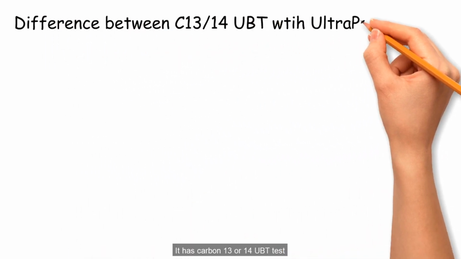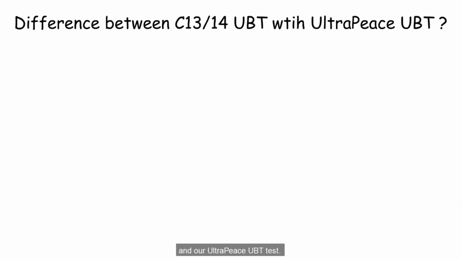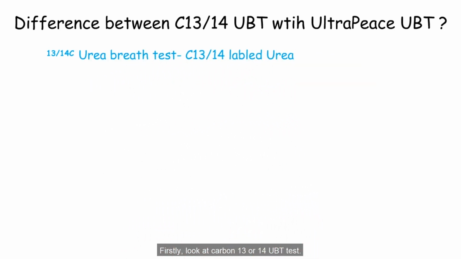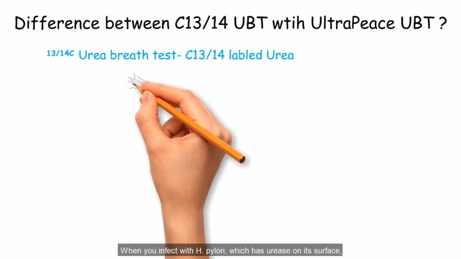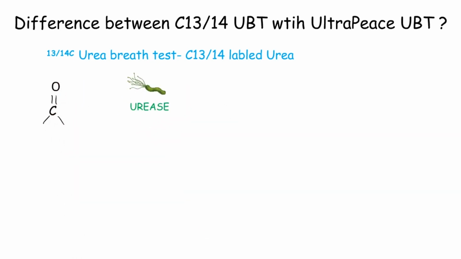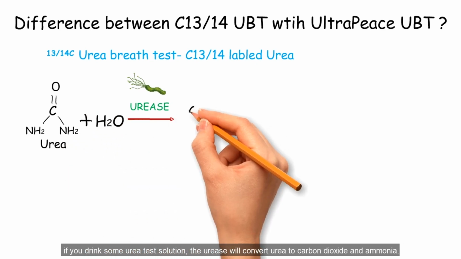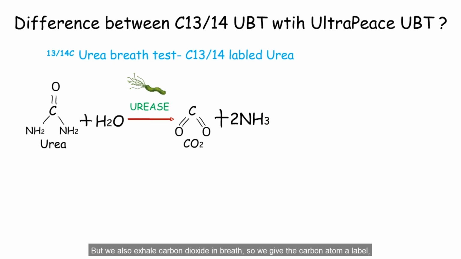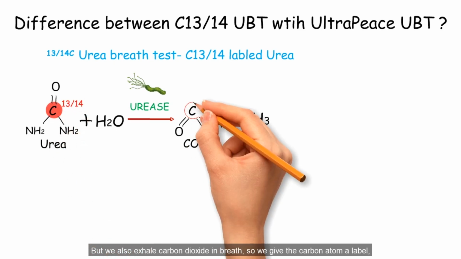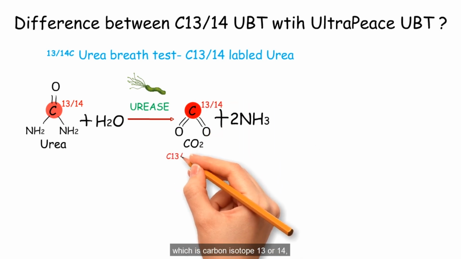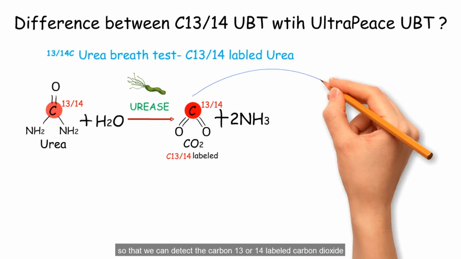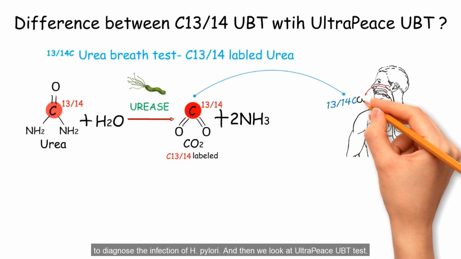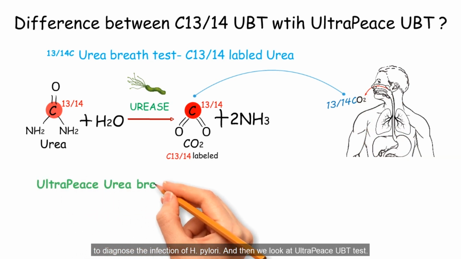It has the carbon 13 or 14 UBT test and the Ultrapeace UBT test. Firstly, look at the carbon 13 or 14 UBT test. When you're infected with H. pylori, which has urease on its surface, if you drink some urea test solution, the urease will convert urea to carbon dioxide and ammonia. But we also exhale carbon dioxide in breath, so we give the carbon atom a label, which is carbon isotope 13 or 14, so that we can detect the carbon 13 or 14 labeled carbon dioxide to diagnose the infection of H. pylori.